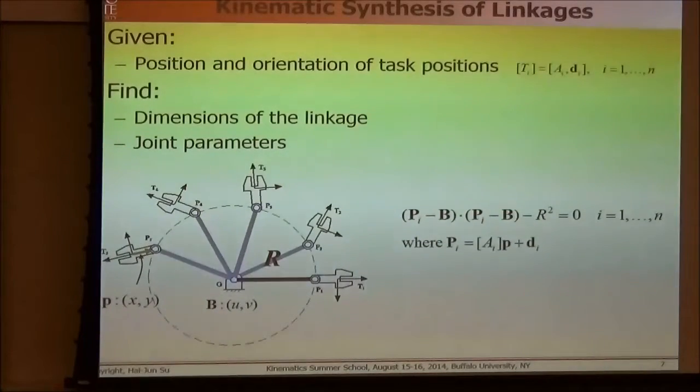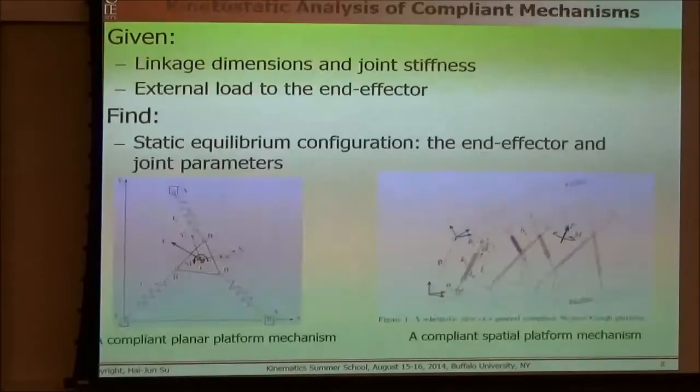And then you have the synthesis problem, where you want to find a mechanism. This is a motion generation problem. You want to design a mechanism so that the end-effector can reach a given set of task positions. You end up solving polynomial equations like this. It's nothing more than the distance between two points equal to r. So that's the kinematic synthesis problem. You find the dimensions of the linkage, and together with that, you can also find the joint parameters.